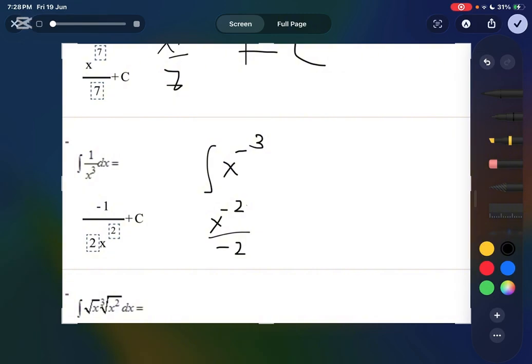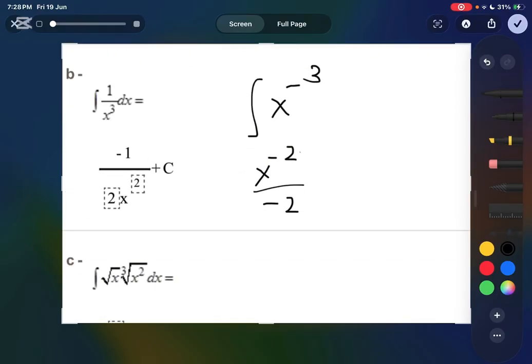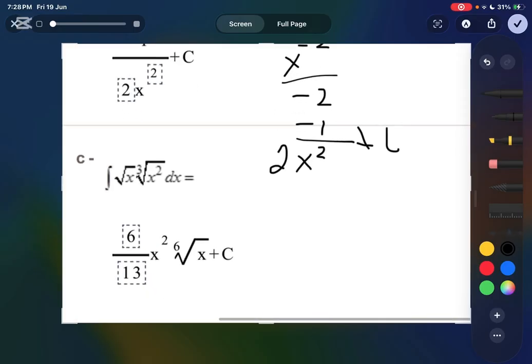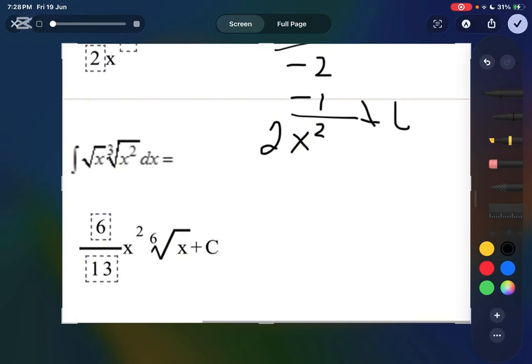Okay. Oh yeah, then I don't know why they just move it down. They move it down there, so it becomes this, and you leave the minus up. So minus 1 over x squared, and then times 2 that goes down. That's it, plus c.